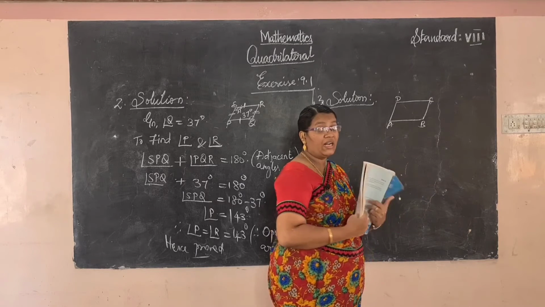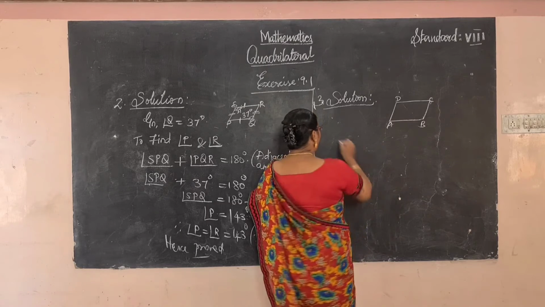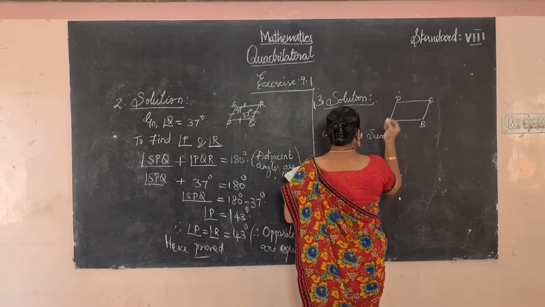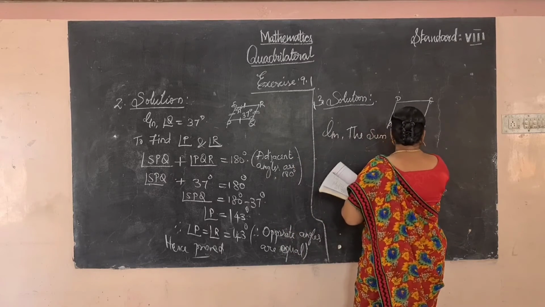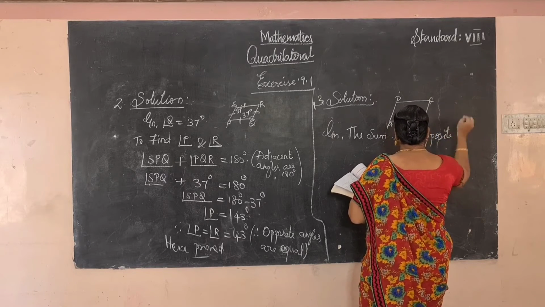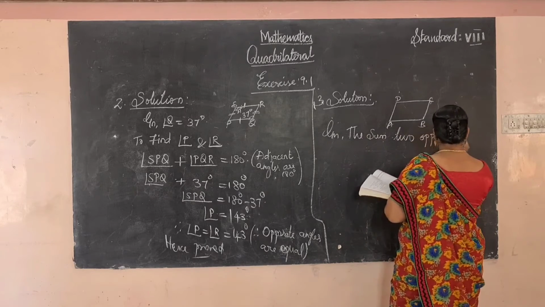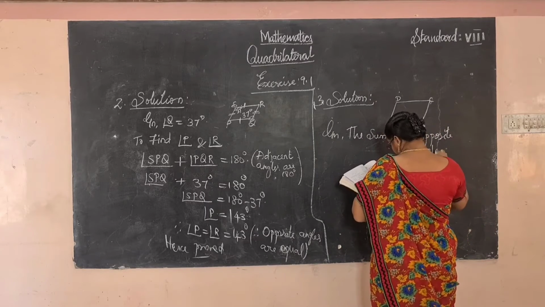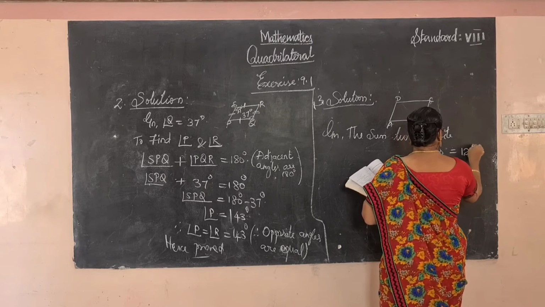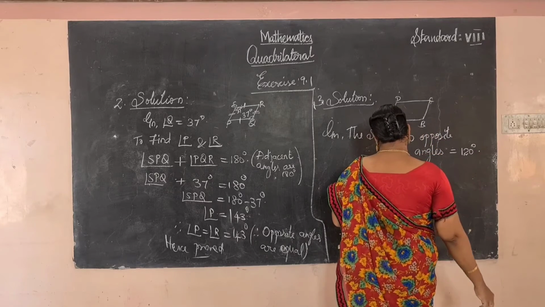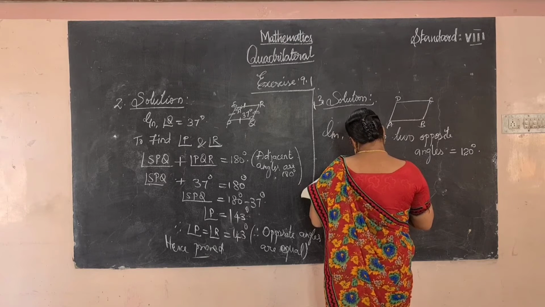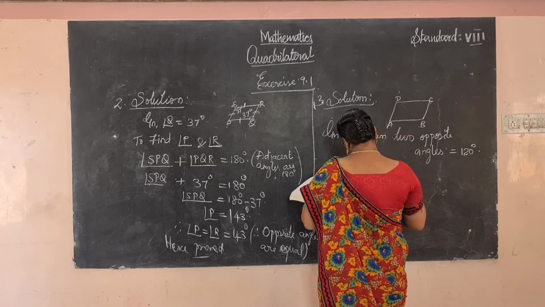The sum of two opposite angles of the parallelogram is 120. Clearly given, underline that word. The sum of any two opposite angles we have considered is equal to 120 degrees. Okay, 120 degrees. Find the angles.